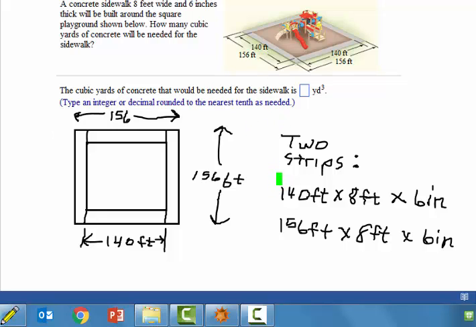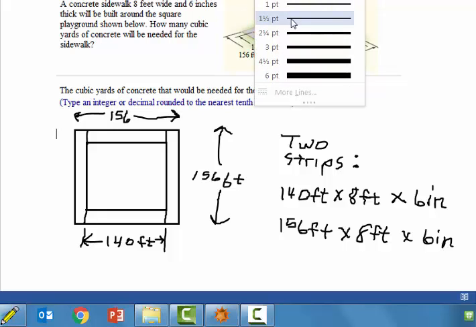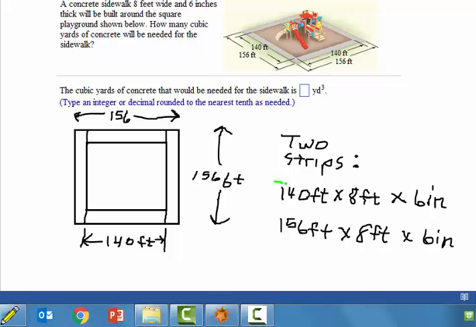Now remember, let me just color code this so that it's clear. I'm going to color in green the two strips that are 140 feet by 8 feet by 6 inches. And remember, you can't see the depth. We're looking down from above, so you can't see the depth. The depth would be a third dimension that you're not able to see.